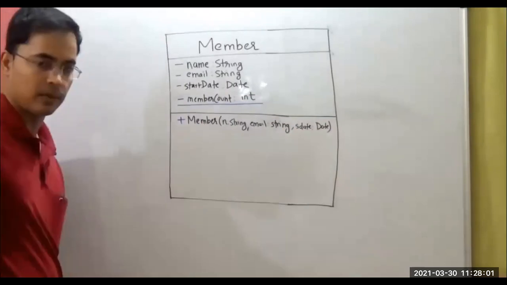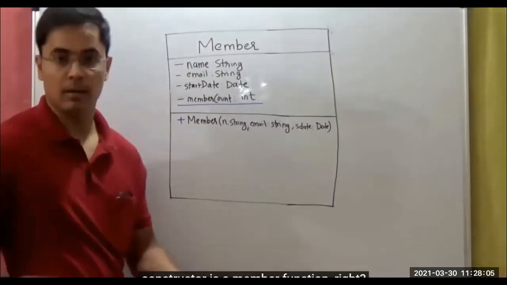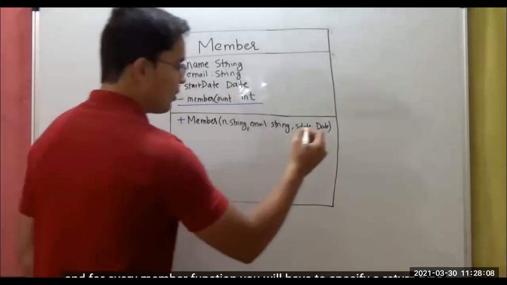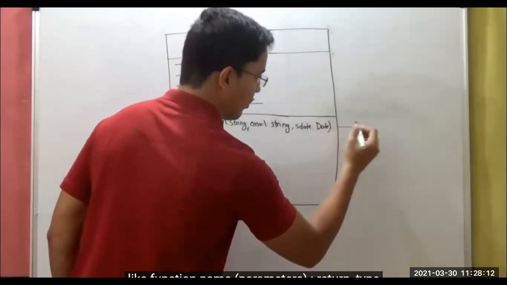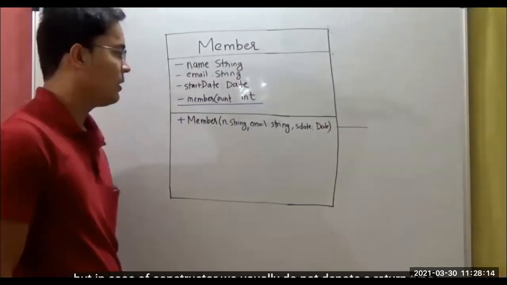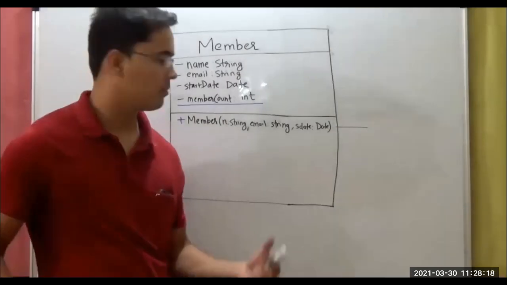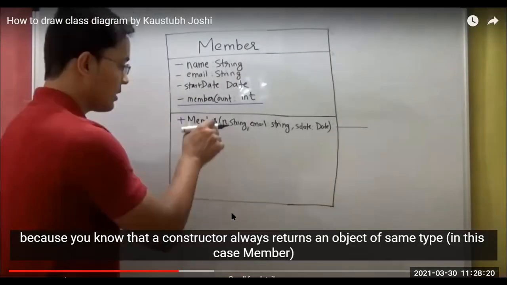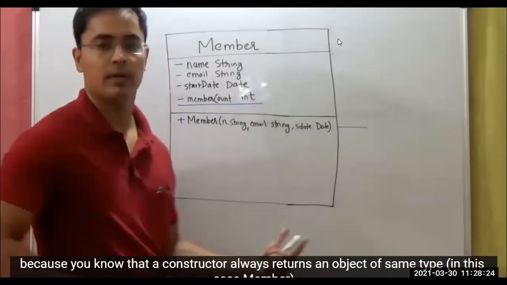This is my constructor. Usually for every member function, you'll have to specify the return type, like colon followed by the return type. But in case of a constructor, we usually do not denote the return type because you know that a constructor always returns the object of the same type.